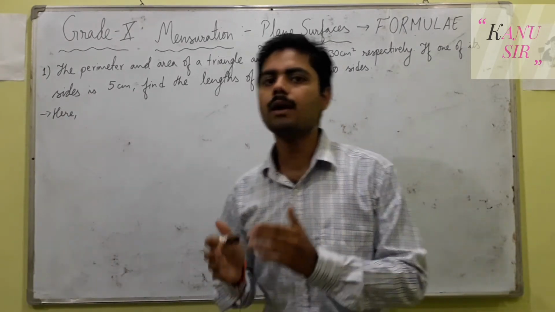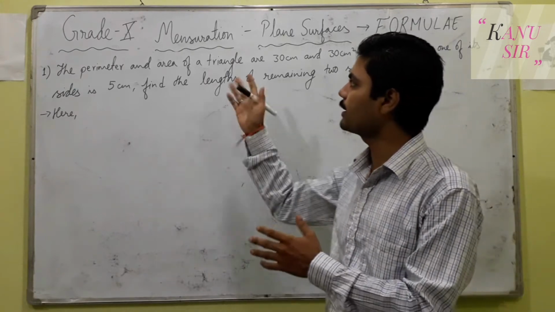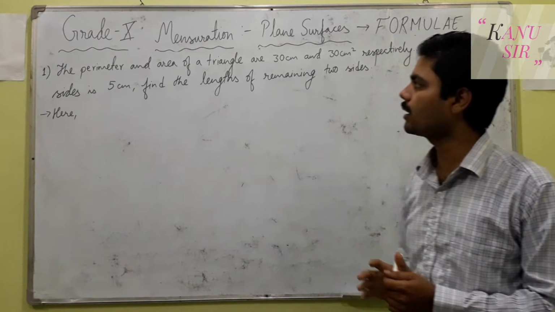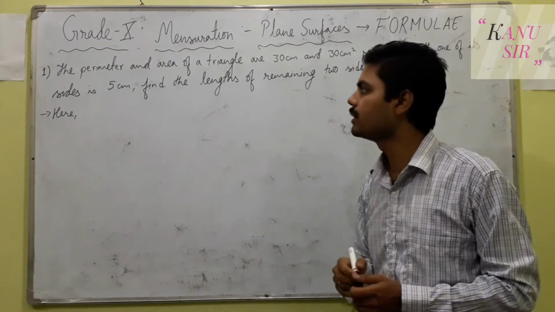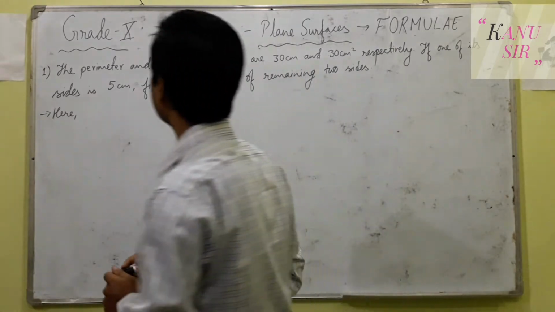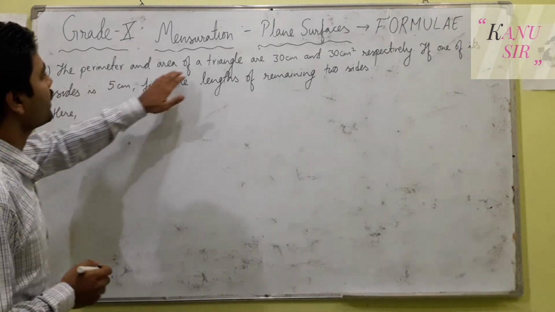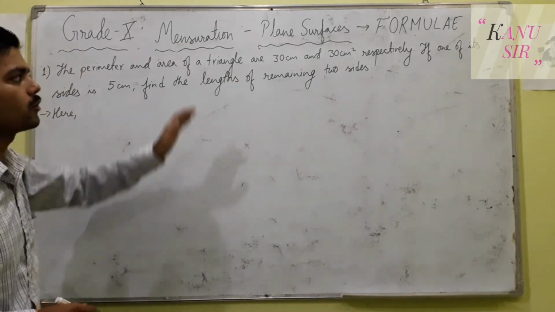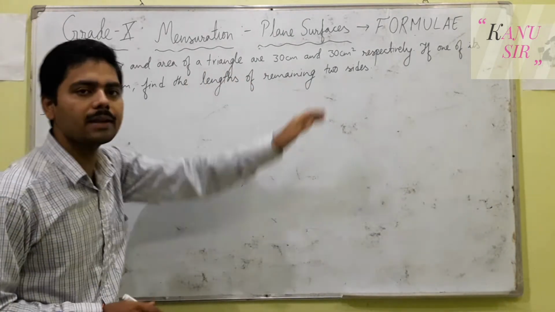The next topic is the long question topics related to mensuration, subtopic plane surfaces. Here I have got a long question to be solved in the mensuration topic, and let us see what is given in the question. The perimeter and area of a triangle are 30 cm and 30 cm square. So the given data are the perimeter and area of a triangle.